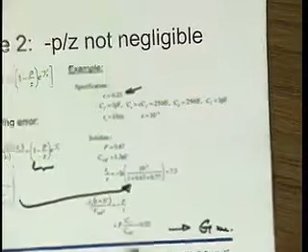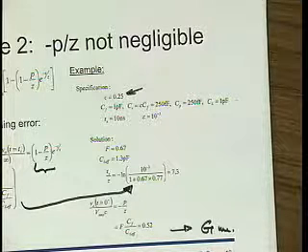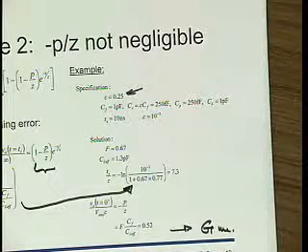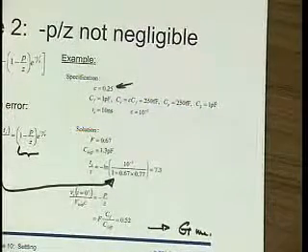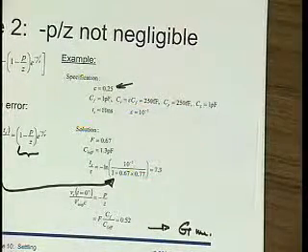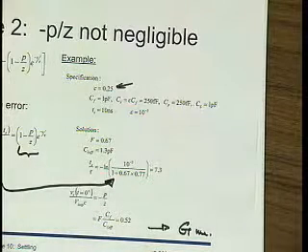So actually, P over C is a half. We really would have made a 50% error on our settling time had we ignored P over C. Not so good. Okay. See you next time.